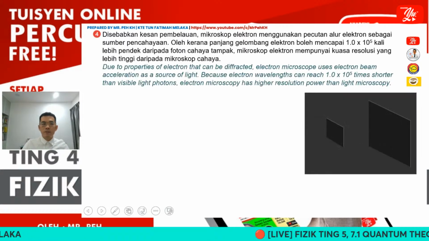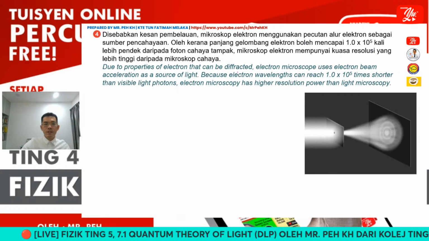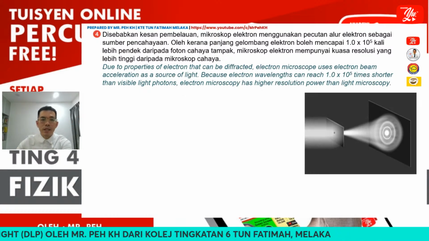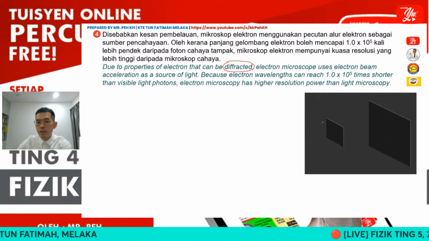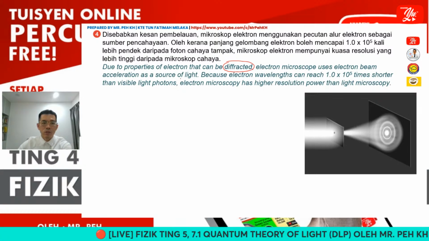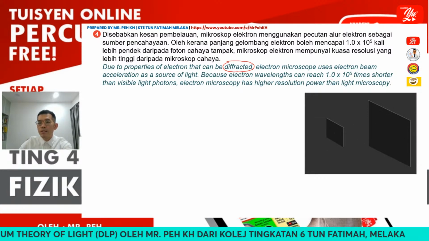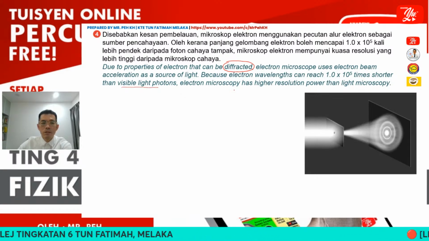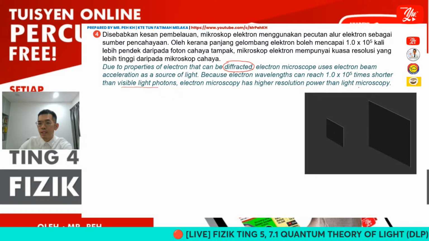Okay, then the next one is the development of the electron microscope, due to the property of the electron that it can be diffracted. So you can look at this figure. It's the experiment related to diffraction. The electron microscope uses an accelerated electron beam as a source of light. Because the electron wavelength can reach 10 power 5 times shorter than visible light photons, the electron microscope has higher resolving power than the light microscope.